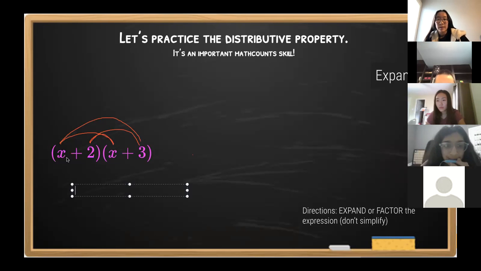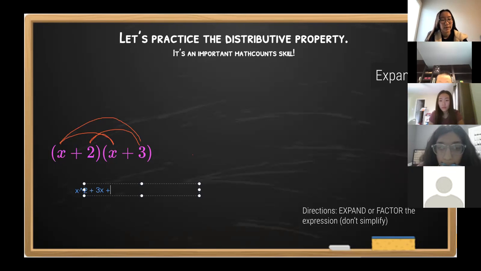So as you can see in the lines I drew, x squared plus 5x plus 6 would be the correct answer. First you do x times x, which is x squared. After that, you do x times 3, which is plus 3x, then 2 times x, plus 2x, and finally 2 times 3, which is plus 6. Then you can simplify it to x squared plus 5x plus 6, because 3x and 2x are like terms.